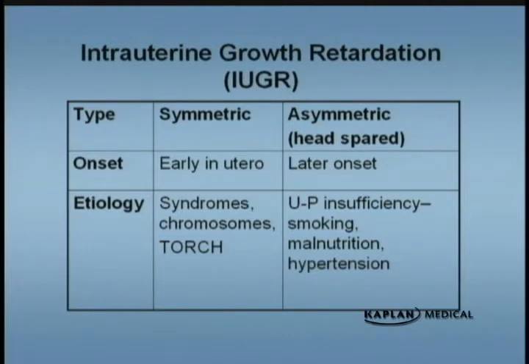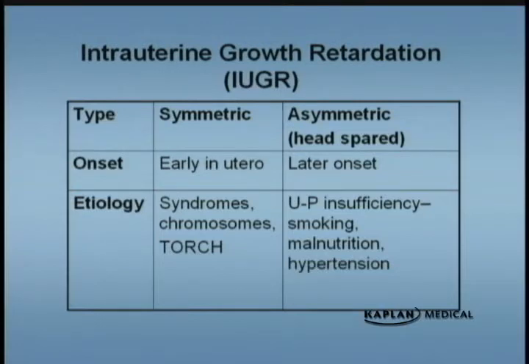The onset of symmetric, as you see there, is earlier in utero, whereas asymmetric, the head has already grown, the brain has already done some growth, later in onset. And you have a listing there of some of the things that may cause each one. And we put that table there so you can start thinking along those lines when they describe a baby.